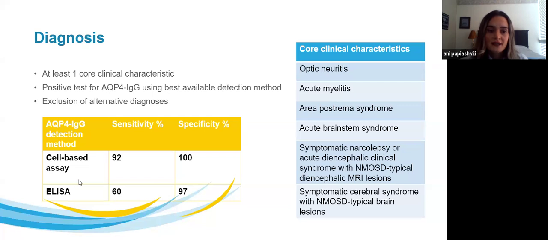And here I have test for AQP4 IgG antibodies. We have two main tests for how we can make diagnosis of the autoantibodies. One of them is cell-based assay, and another one is ELISA. And as we can see here, higher sensitivity is characteristic for cell-based assay, so it is preferred to use for diagnosis of Devic disease.